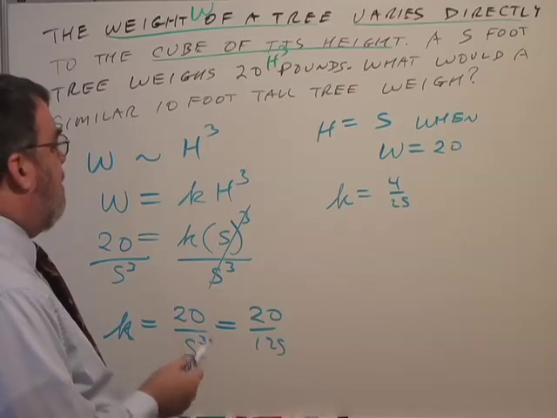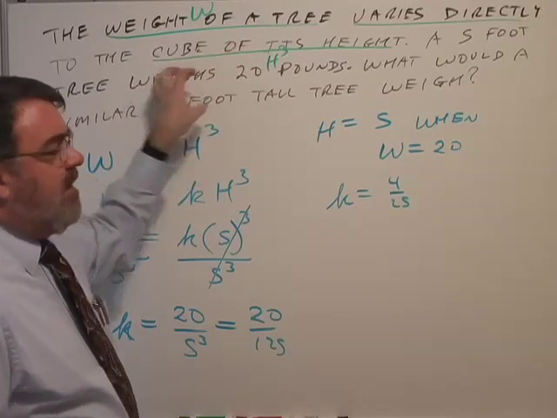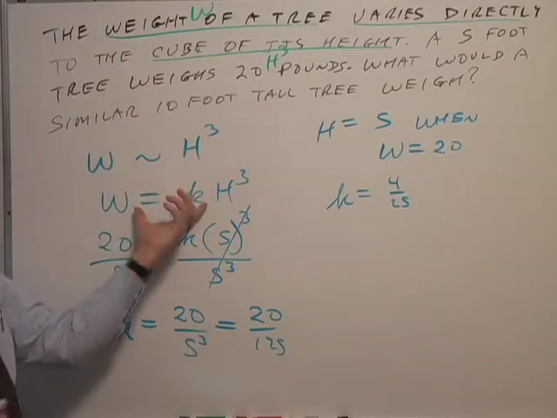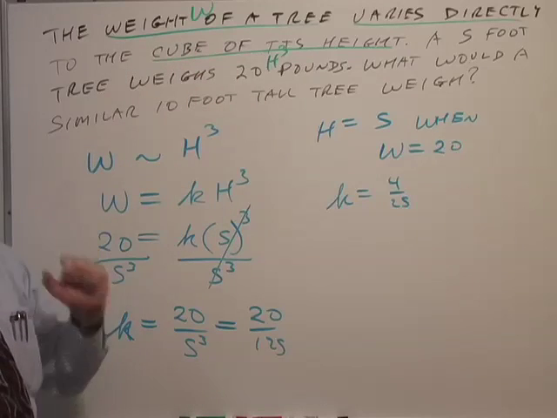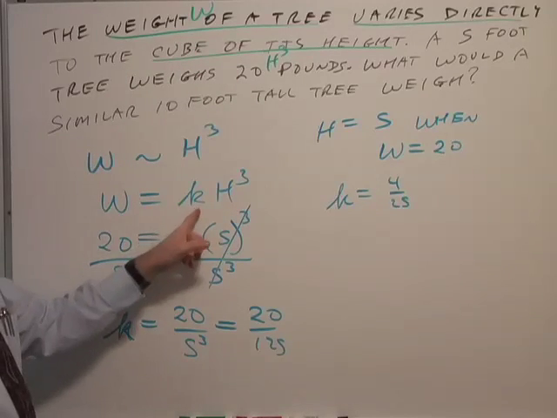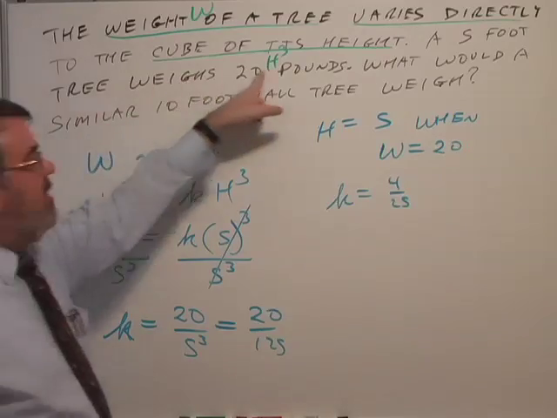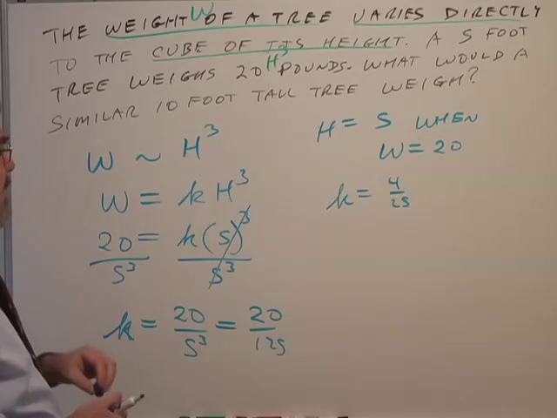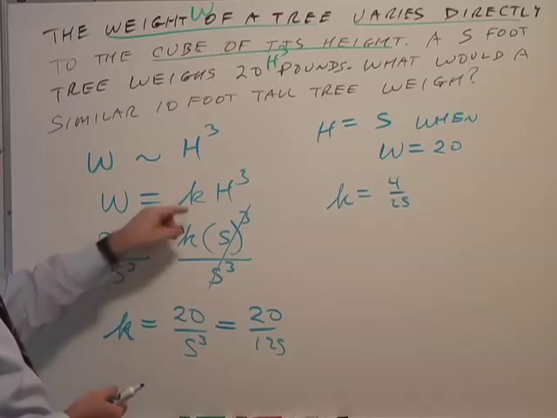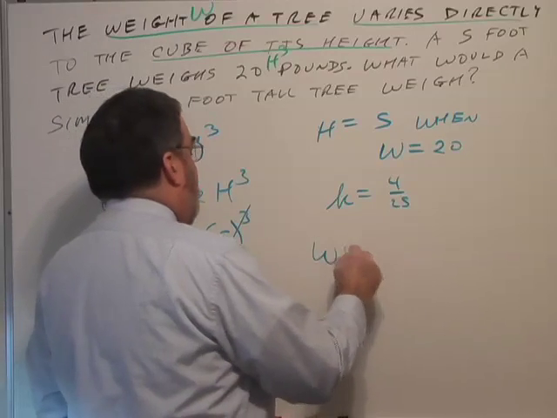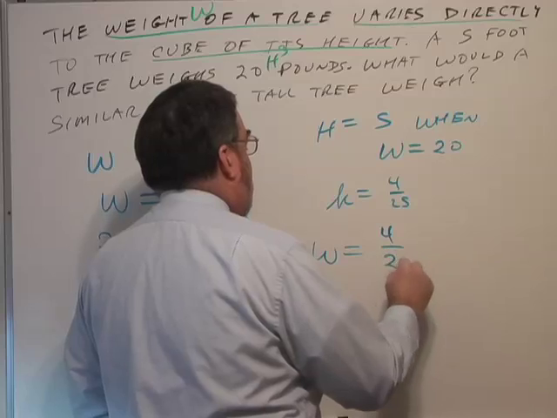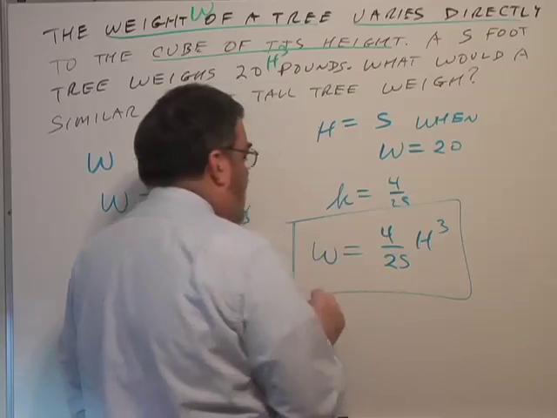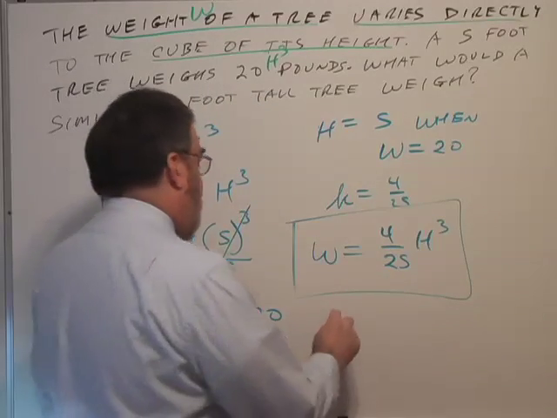So let's see. We use the second sentence, which I think of as a calibration for this equation we're building, because we are building an equation that fits this problem, and we have to calibrate the constant of variation with this second sentence here: a 5-foot tree weighs 20 pounds. And now that we figure out what k is for this problem, we can plug it in, and W equals 4/25 times h cubed. So we're not done with the problem, but this is called the equation of variation.